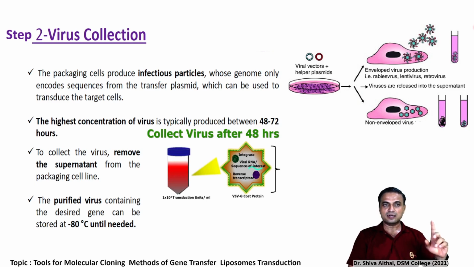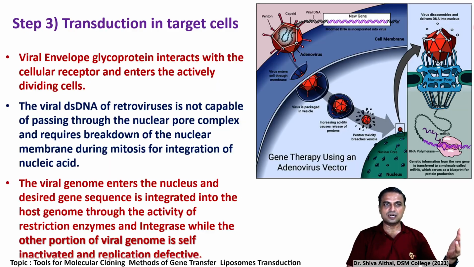So the first part, I repeat again, is transfection, packaging of your gene of interest into the viral body. Second is allowing it to replicate in a cell line culture, that is the viral culture collection, and the third is transduction into the target cell. Now this is the part where you are injecting it into the humans, or this is the part where the actual gene therapy takes place.